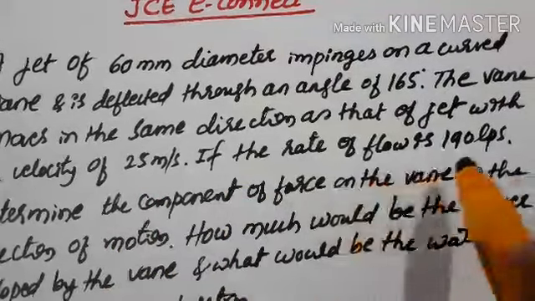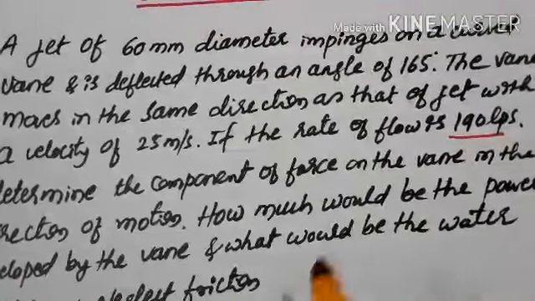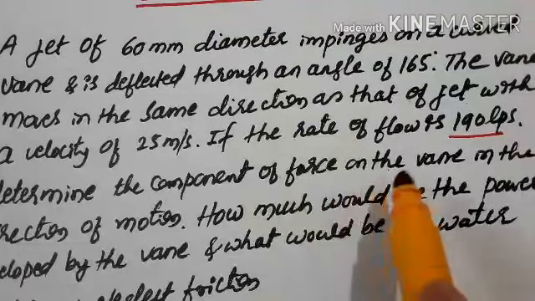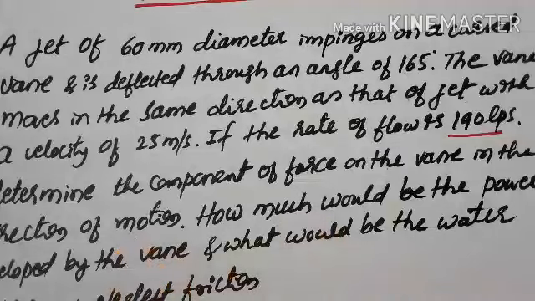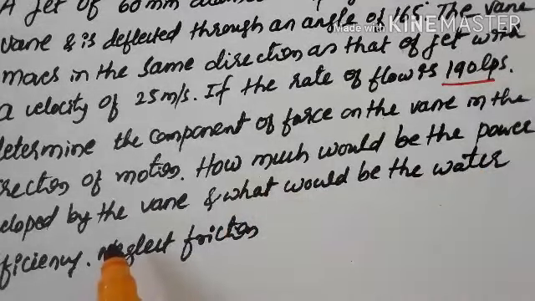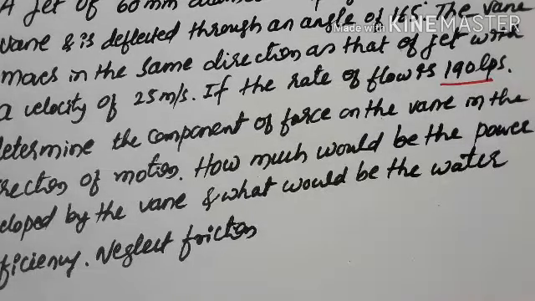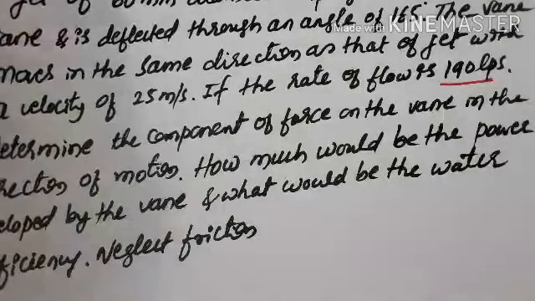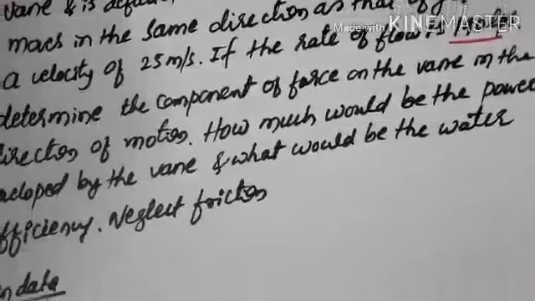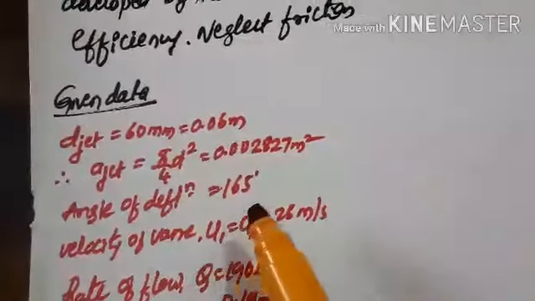If the rate of flow is 190 lps, determine the component of force on the vane in the direction of motion. Next, how much would be the power developed by the vane and what would be the water efficiency, neglecting friction. So this is the problem given, and first you need to write the given data. What are the data given here?